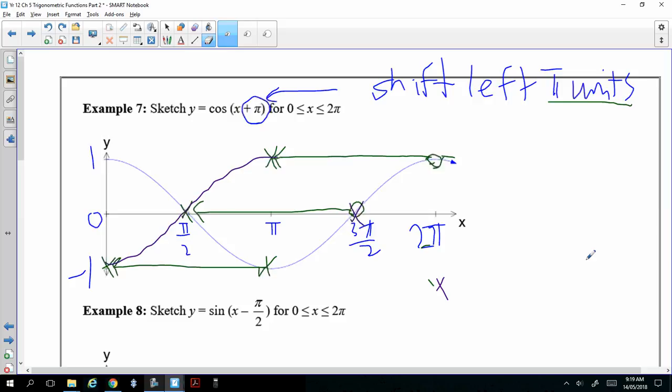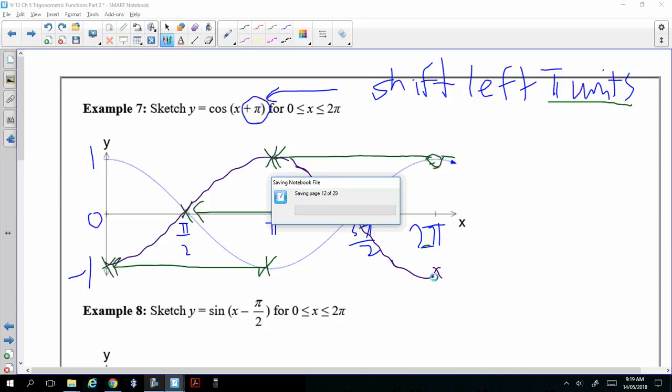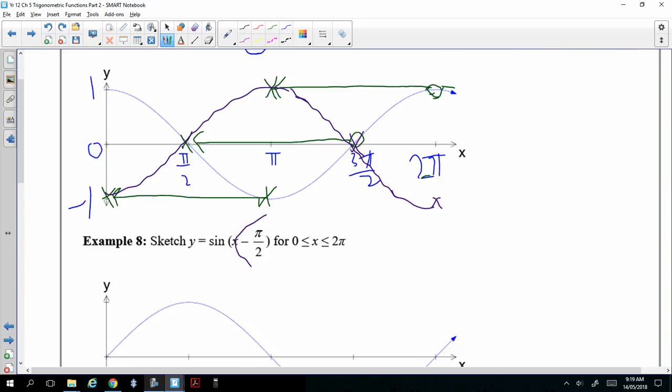Okay, so now we know how to shift graph to the left. We're also going to shift graph to the right as well. So that will be our next task. So do it for the sine. Have a try. Shift graph to the right. So this one, right pi over 2 units. Units, like that.